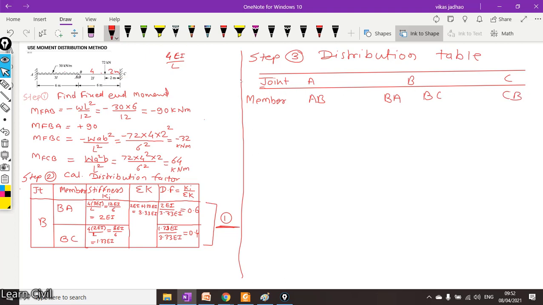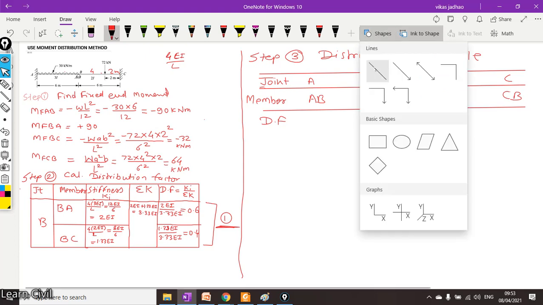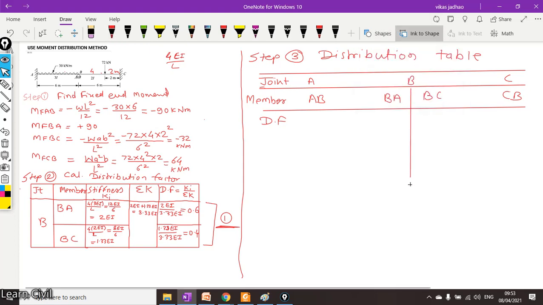Then next step, write down the distribution factor. At joint A there will be no distribution factor, we will have the distribution factor at joint B only, and for BA the distribution factor is 0.6 and for BC it is 0.4. Below this write down the fixed end moments.